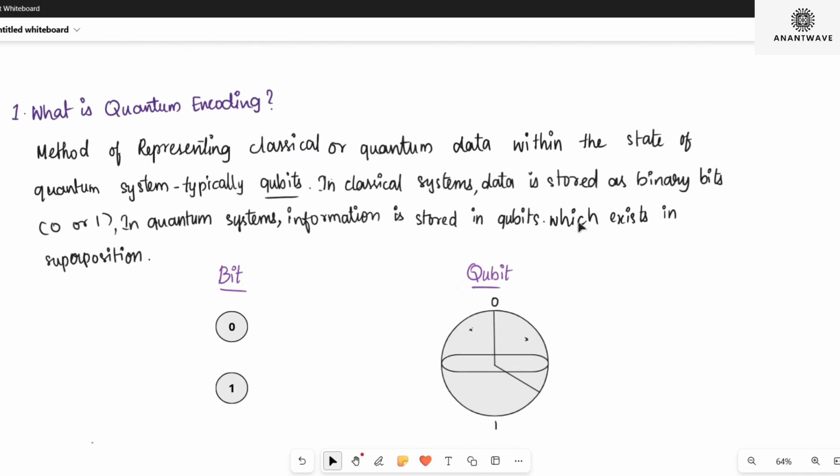What is quantum encoding? It is a method of representing classical or quantum data within the state of a quantum system, typically qubits. In classical systems, the data is stored as binary bits, either 0 or 1. The quantum system's information is stored in qubits, which exist in superposition. A bit can only exist as 0 or 1. But a qubit can exist in superposition of both 0 and 1, represented as a point on the Bloch sphere. Unlike a bit, a qubit's value is not fixed until it is measured. Its exact state collapses to either 0 or 1 upon observation.